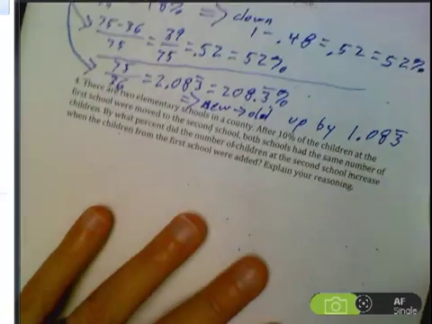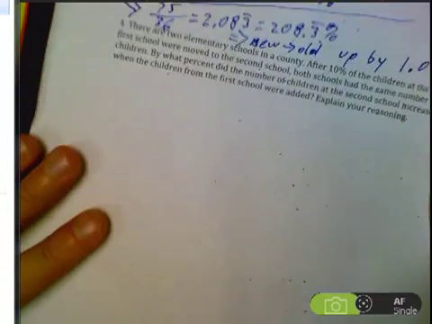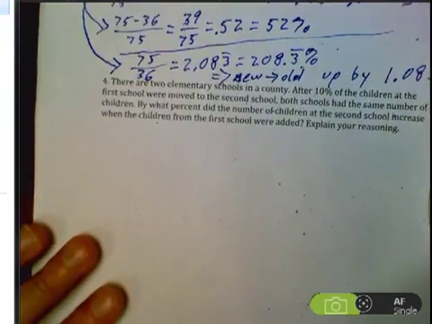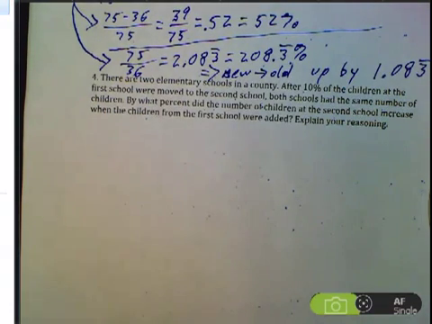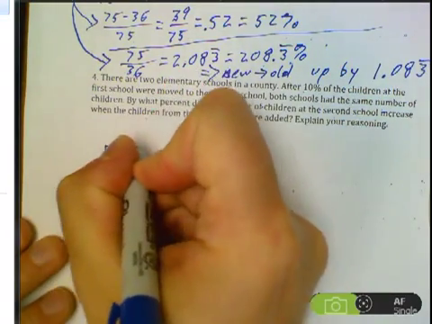Number 4 is tricky, because you really got to read. It's a lot of words, and you got to figure out. Okay, there's 2 elementary schools in a county. After 10%, so we're not told anything about how many students there actually are. So the way I thought of doing this is, okay, let's do like a strip diagram.